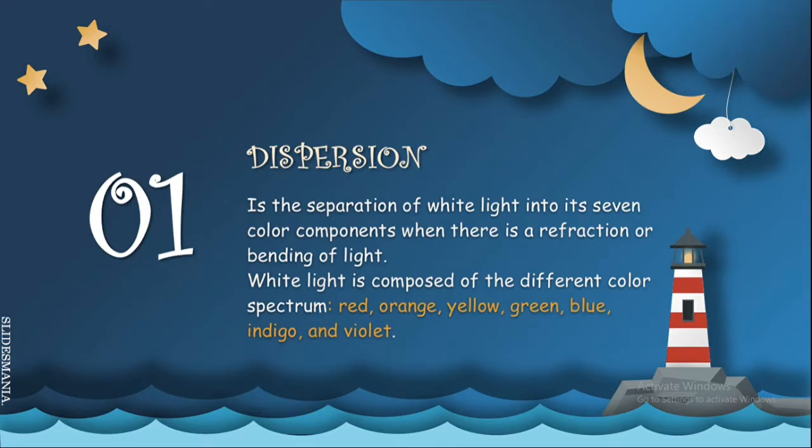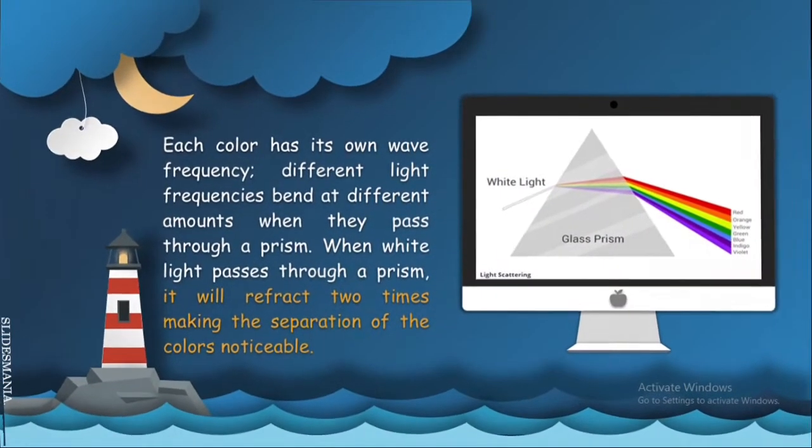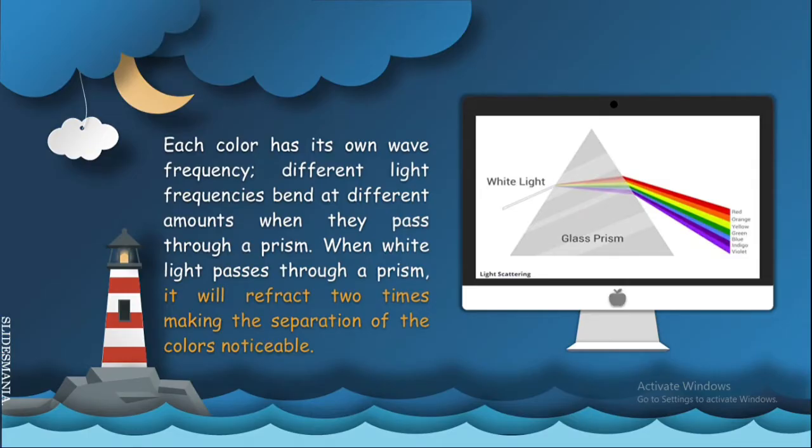Dispersion is the separation of white light into its 7 color components when there is a refraction or bending of light. White light is composed of the different color spectrum: red, orange, yellow, green, blue, indigo, and violet. Each color has its own wave frequency. Different light frequencies bend at different amounts when they pass through a prism. When white light passes through a prism, it will refract 2 times, making the separation of the colors noticeable.